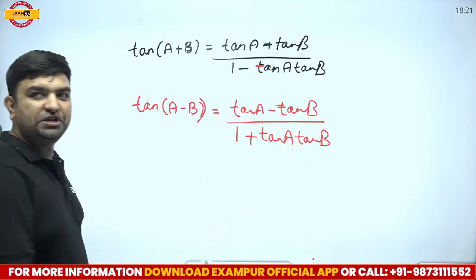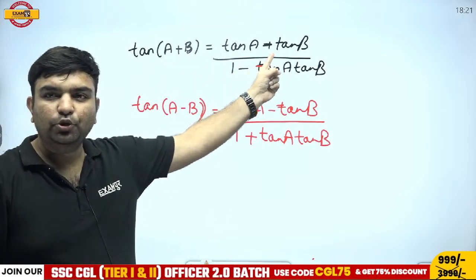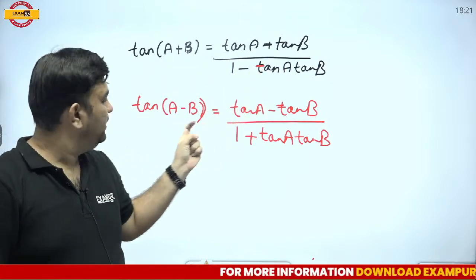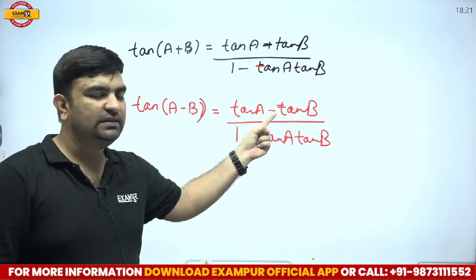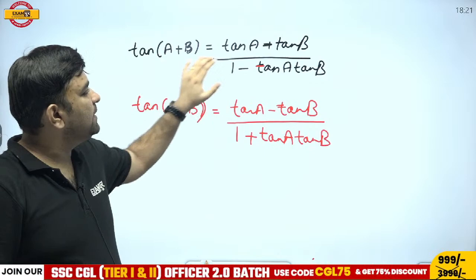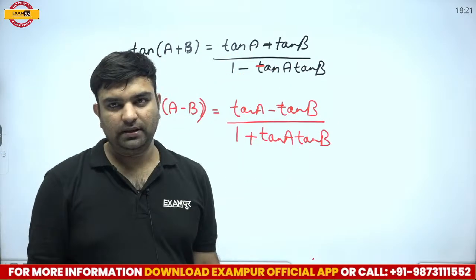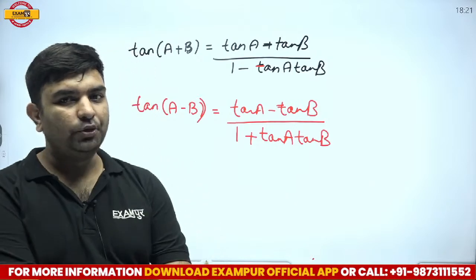What is the observation? Plus in the numerator, minus in the denominator. In case of minus in the numerator, plus in the denominator.